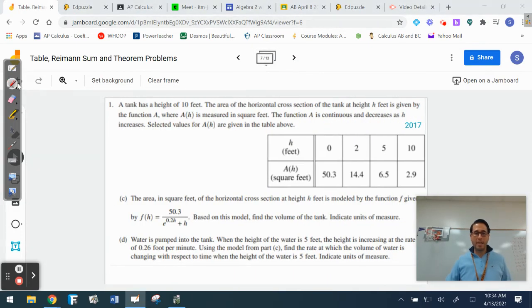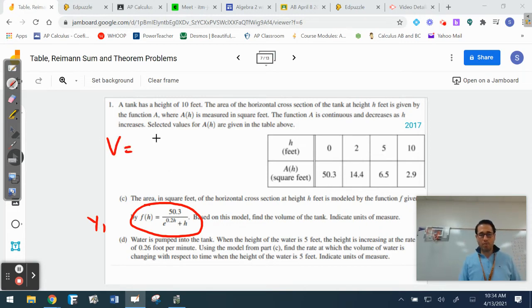That wasn't too bad. The area in square feet of a horizontal cross section, right? Cross section and volume kind of go hand in hand. They introduced this brand new function here, and it's okay because we can use a calculator, so maybe I should put that in Y1. Based on this model, find the volume of the tank. Well, what's volume? Volume is simply equal to the integral of the area of a cross section, which they give us right there. Sweet, right? That's all they do.